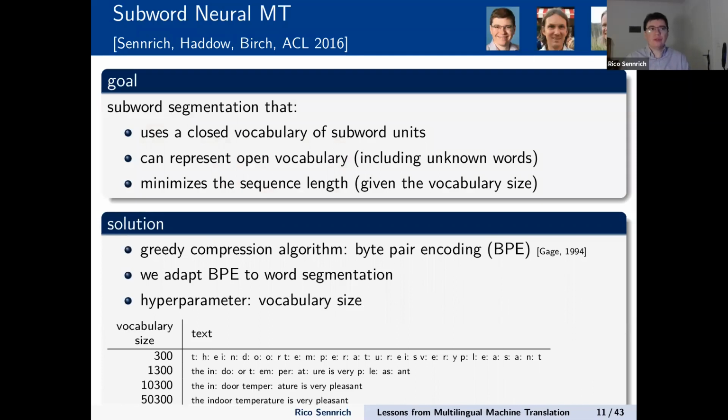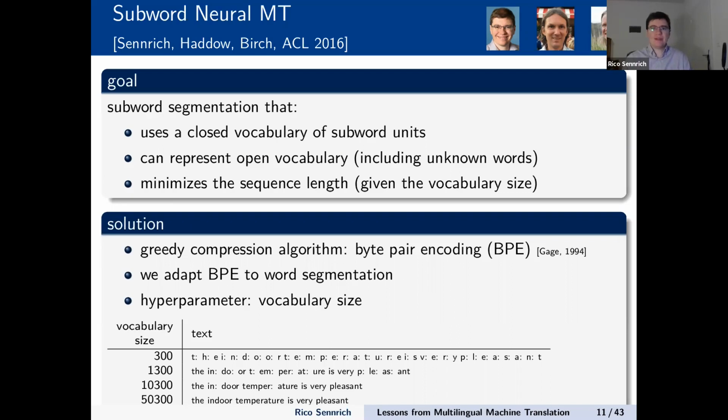So what we wanted to do, and this was work done with Barry Meadow and Alexandra Birch, was having a representation that, while using a closed vocabulary, was able to represent an open vocabulary as we have in language. And it's not enough to just cover all the words in your training data, because you can always create new words, new compounds in many languages, new names, etc.